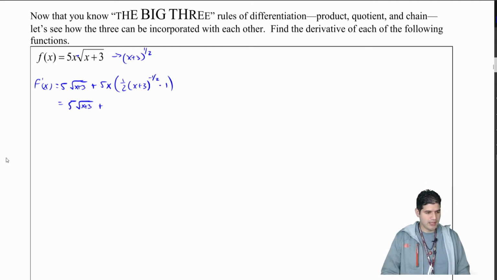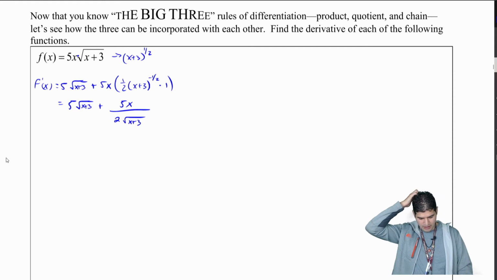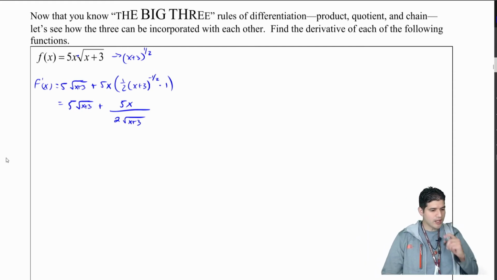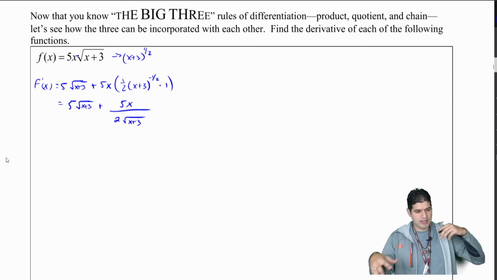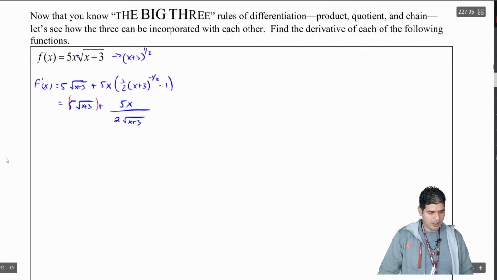What I'm thinking is that's 5x times 1 times 1, so it's going to be 5x in my numerator. And then in my denominator, I'm going to get 2 square root of x plus 3, because the x plus 3 is negative 1/2. Now I want to make this all one fraction, so I need to multiply this term right here times 2 square root of x plus 3. Okay, and let's see what happens.